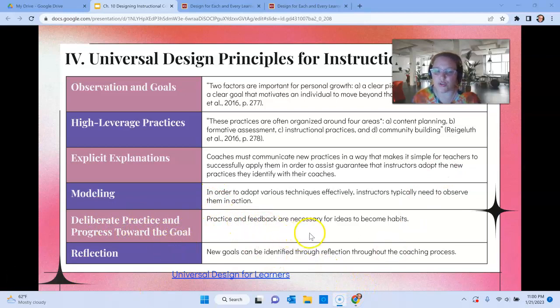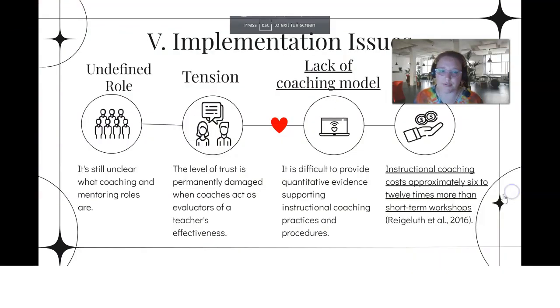Deliberate practice and progress towards the goal. So, with anything, you're going to have to continue to practice and hold each other accountable. Your instructional coach should be your teacher's accountability partner. If you say, "I'm going to do it on these dates," then the instructional coach's job is to be there on those dates or at least follow up and say, "Hey, today was the day you said you were going to do this. How did it go?" And then, of course, the reflection piece. It's going to be important to have goals, to write goals, to submit goals somewhere, that way you're always moving forward.